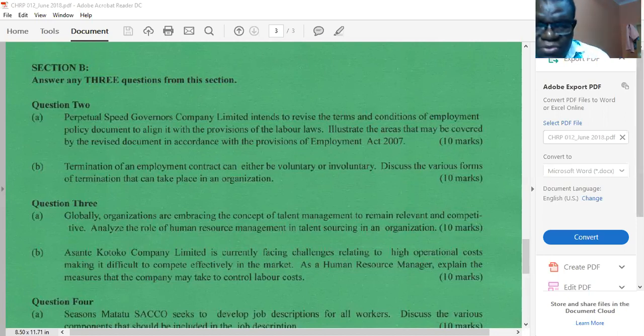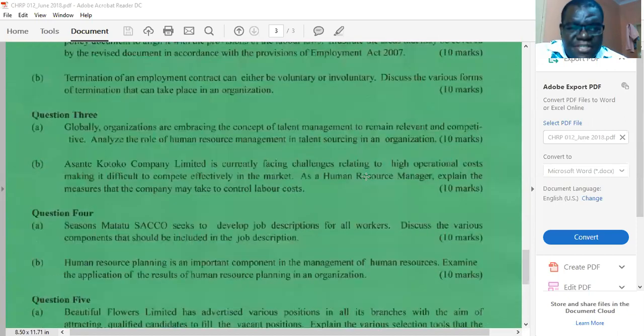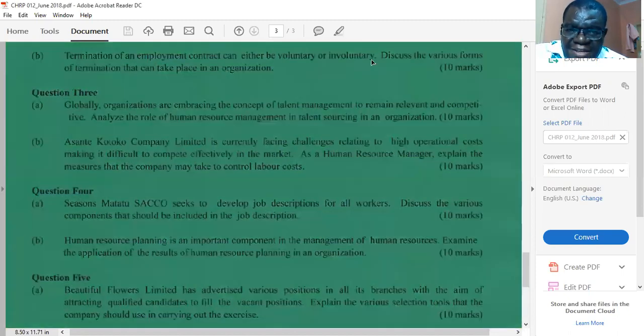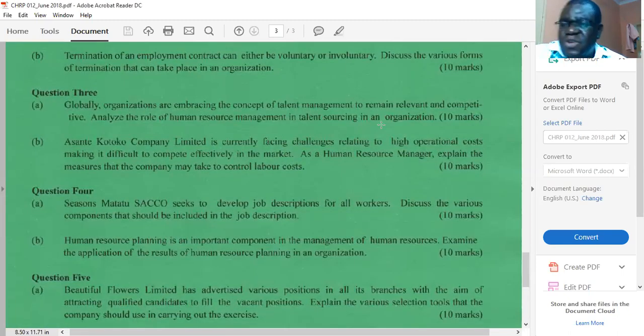When an employee resigns. Yes, resignation had been mentioned, but yes, it is one of the forms. Notice that we said voluntary and involuntary. So when you retire based on age, involuntary. When you resign, maybe you've gotten greener pastures, voluntary.